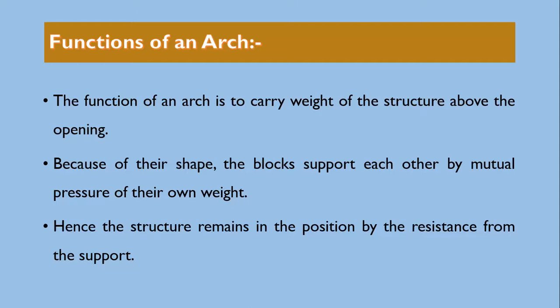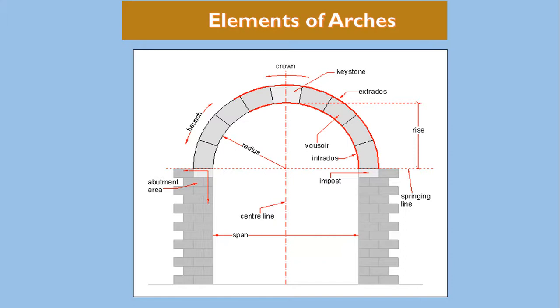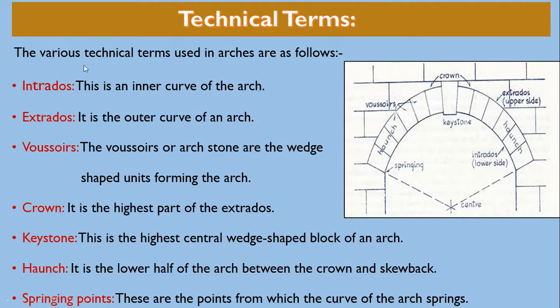What is the function? The main function of the arch is to support the weight of the structure above it, and because of their shape, the blocks support each other. The shape of the wedges is such that they support each other by mutual pressure of their own weight. Then the elements of the arch. These are the various elements listed: springing line, span, center line, impost, rise, extradus, haunch, crown, keystone, radius, hawser, intradus. This is the abutment. All these elements we shall discuss in detail as technical terms.